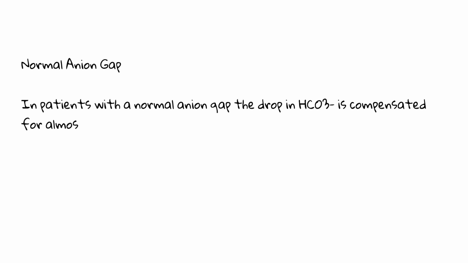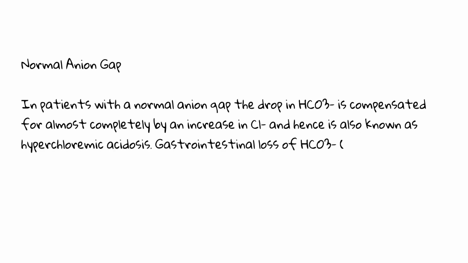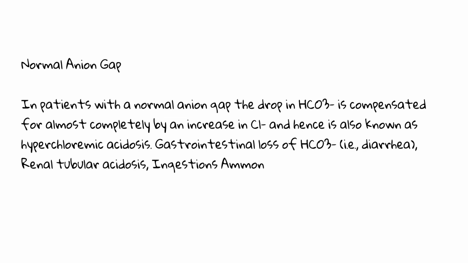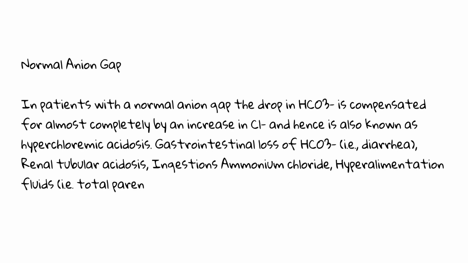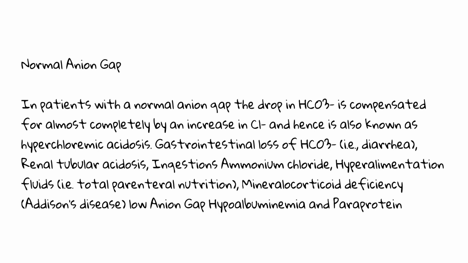Normal anion gap. In patients with a normal anion gap, the drop in bicarbonate is compensated for almost completely by an increase in chloride and hence is also known as hyperchloremic acidosis. Causes: gastrointestinal loss of bicarbonate, for example, diarrhea; renal tubular acidosis; ingestion of ammonium chloride; hyperalimentation fluids, for example, total parenteral nutrition; mineralocorticoid deficiency, Addison's disease. Low anion gap: hypoalbuminemia and paraproteinemia.